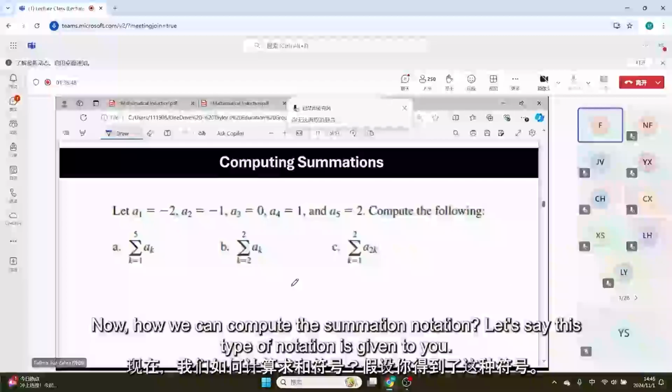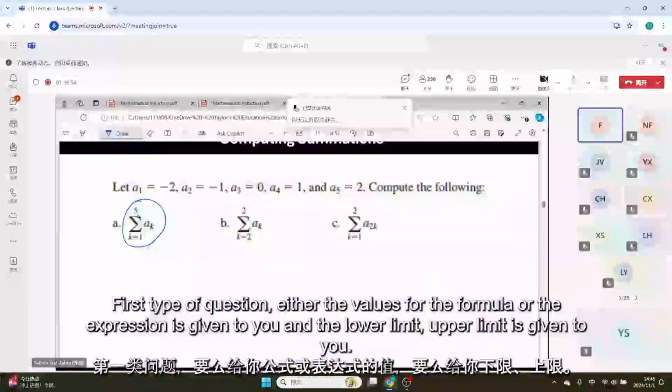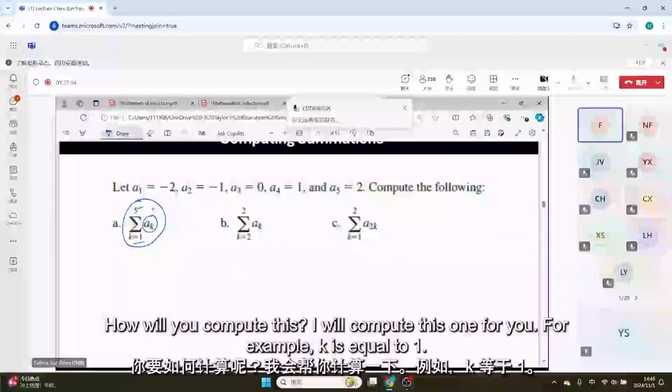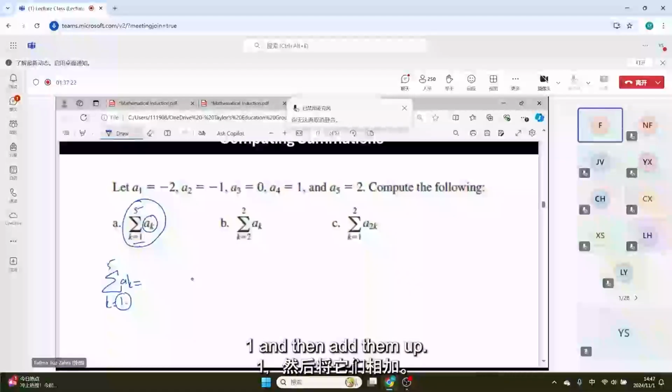Now, how can we compute summation notations? Let's say this type of notation is given to you. In the first type of question, the expression is given to you, and the lower limit and upper limit are given. How will you compute this? I will compute this one for you. For example, k is equal to 1. So 1 will be your lower limit. You start from here and plug that into the expression, here 1, and then add them up.